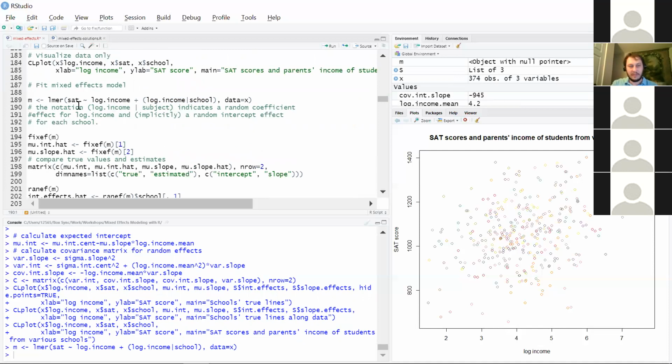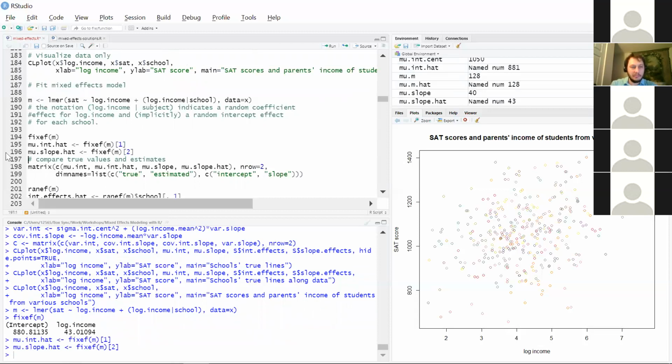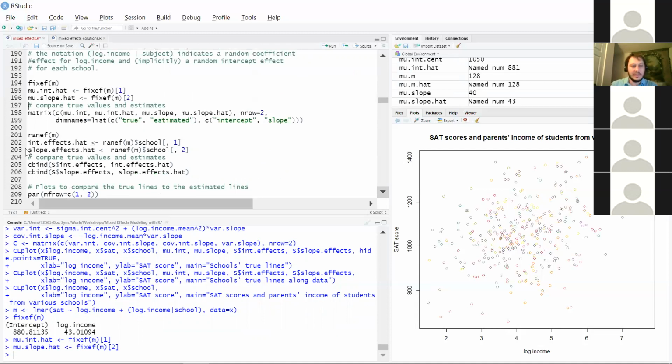So I ran the lmer and it did the fitting. What does it give me for fixed effects estimates? It thinks that the black line's intercept is 880.8, and that the slope of the thick black line, the true overall relationship, is 43. I'm going to call those mu.int.hat and mu.slope.hat, descriptive names. Let's compare those to the truth.